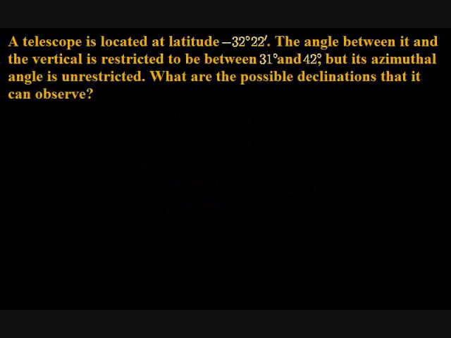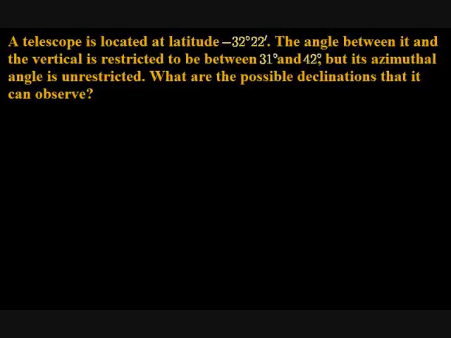A telescope is located at latitude negative 32 degrees 22 minutes. The angle between it and the vertical is restricted to be between 31 degrees and 42 degrees, but its azimuthal angle is unrestricted. What are the possible declinations that it can observe?